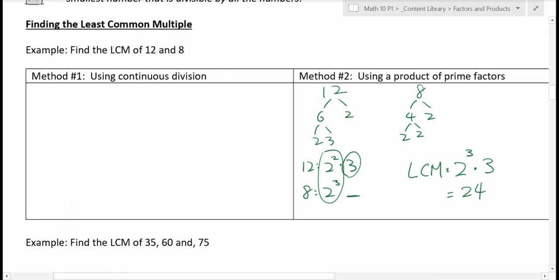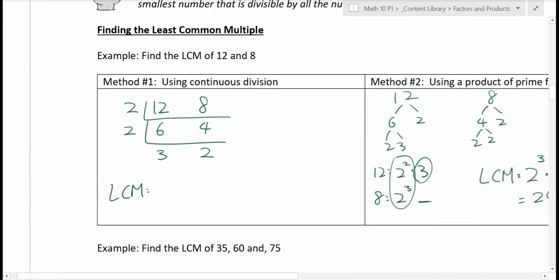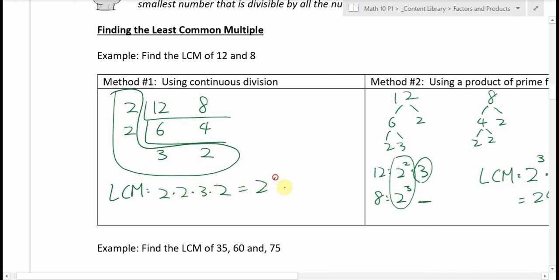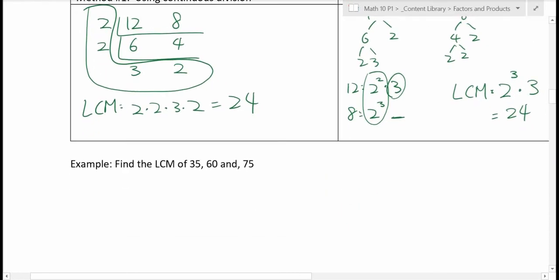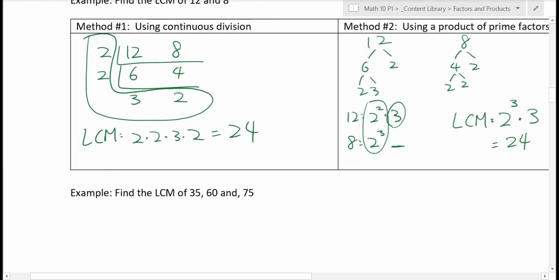Okay, continuous division, similarly to what we did earlier, 12 and 8. I'm just going to divide by 2, so that's 6, and that's a 4, divided by 2 again, that's a 3, and that's a 2. And because it's LCM, you're going to multiply everything here. So it looks like an L, right? There's L. So 2 times 2 times 3 times 2, which is also 24. So hopefully that makes sense to you.